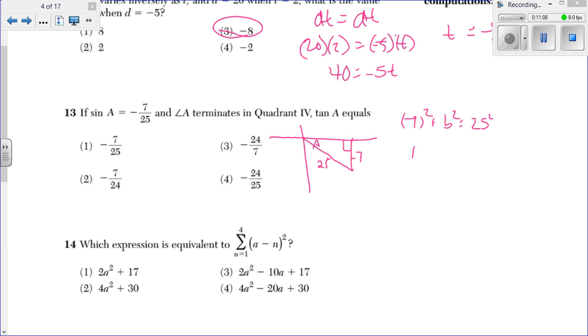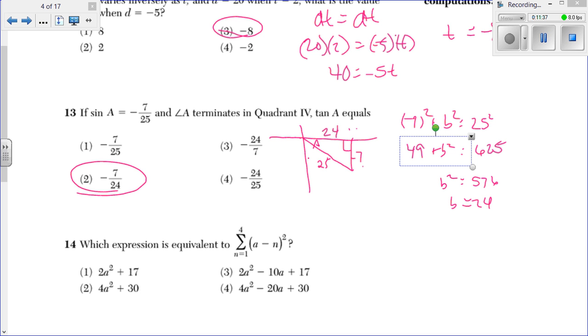Okay, so 49 plus b squared is equal to 625. So b squared is equal to 576. So b equals 24. And tangent would be opposite over adjacent, so negative 7 over 24. So that is choice 2.